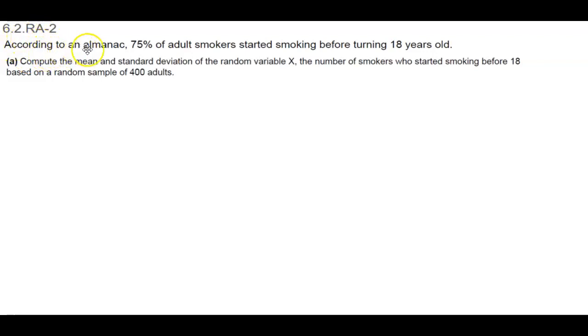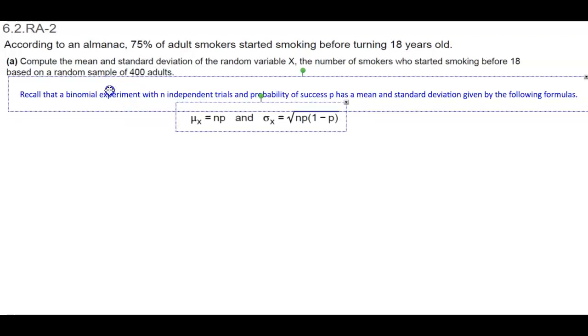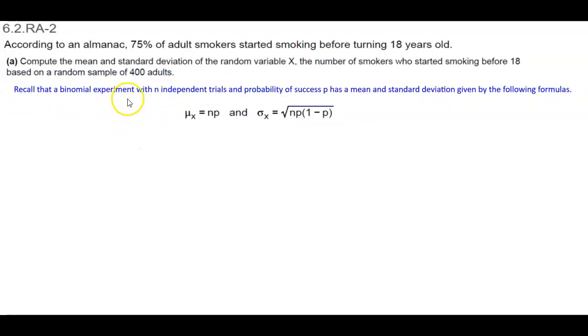6.2.RA-2, according to an almanac, 75% of adult smokers started smoking before turning 18 years old. We want to compute the mean and standard deviation of the random variable x, the number of smokers who started smoking before 18 based on a random sample of 400 adults.